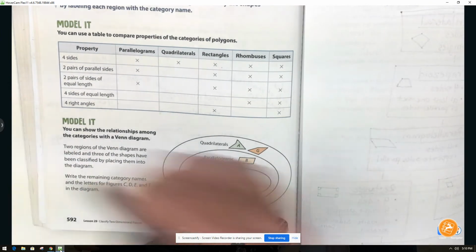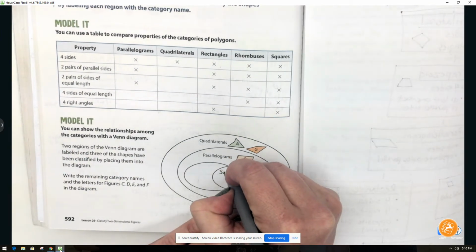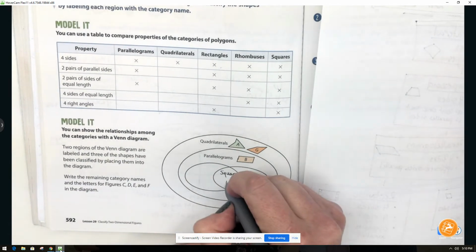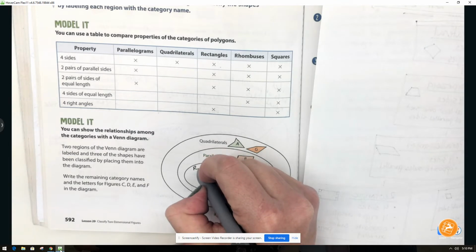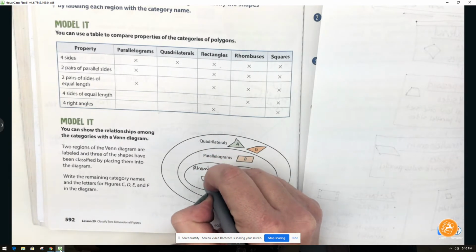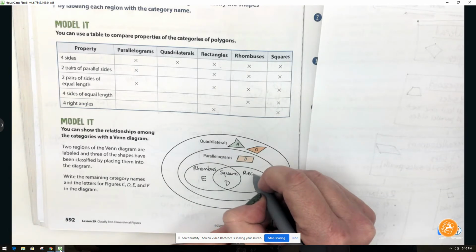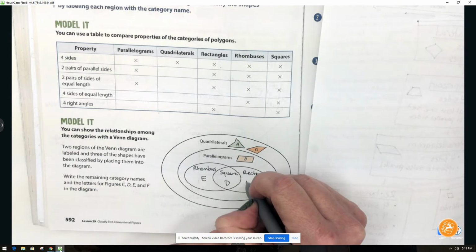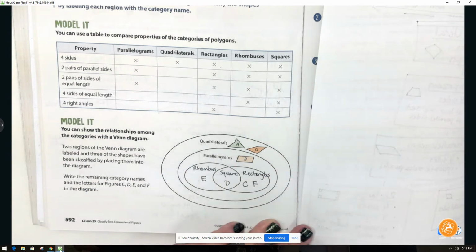We know that this is square, and that was shape D. We know over here we put rhombuses, and that was shape E. And then we had rectangles, and that was shape C and shape F.